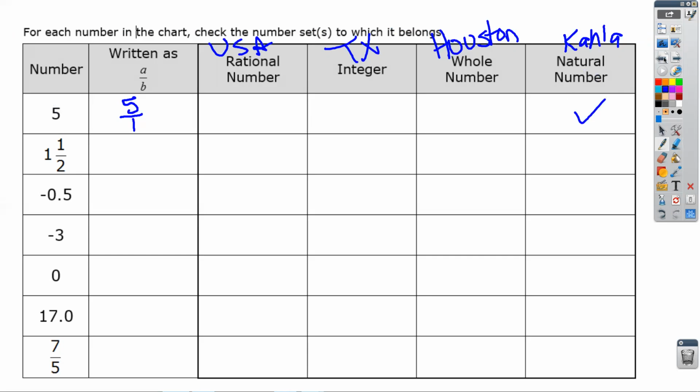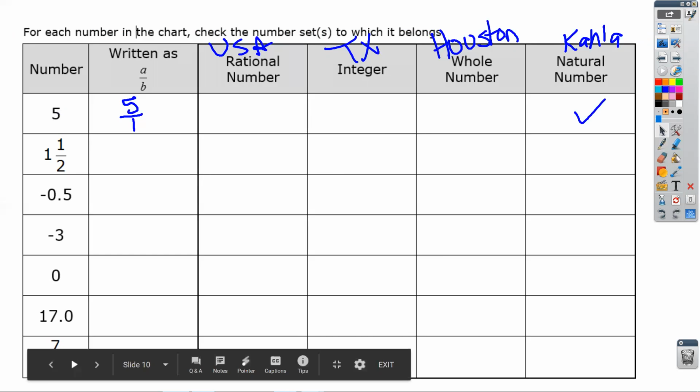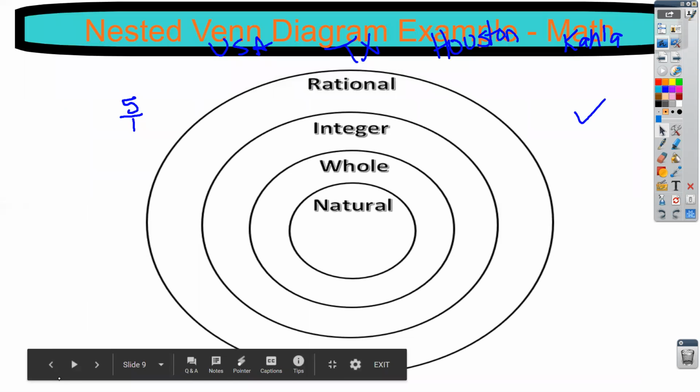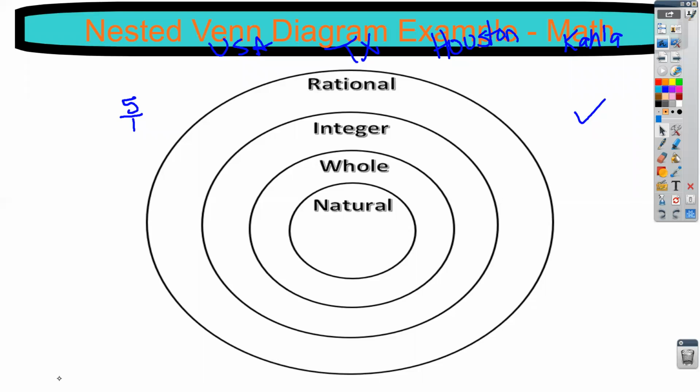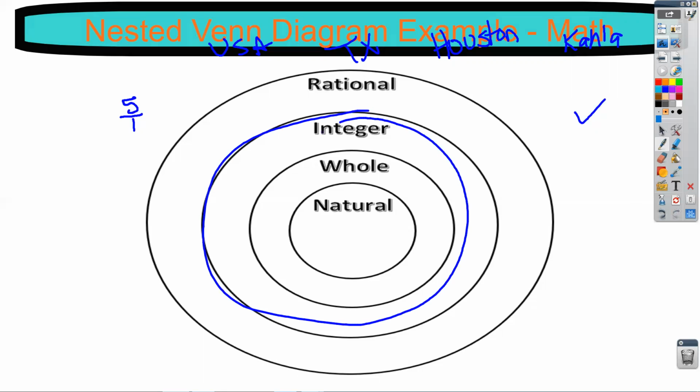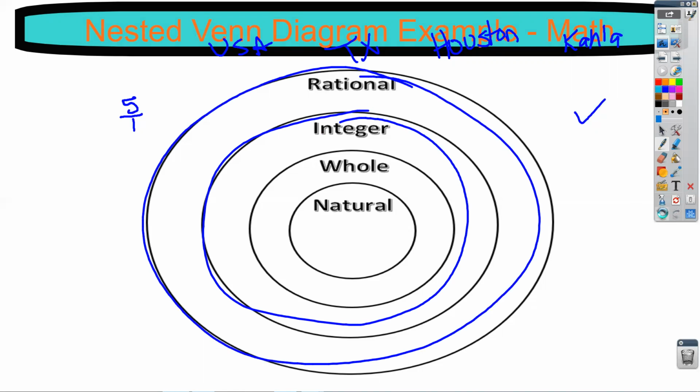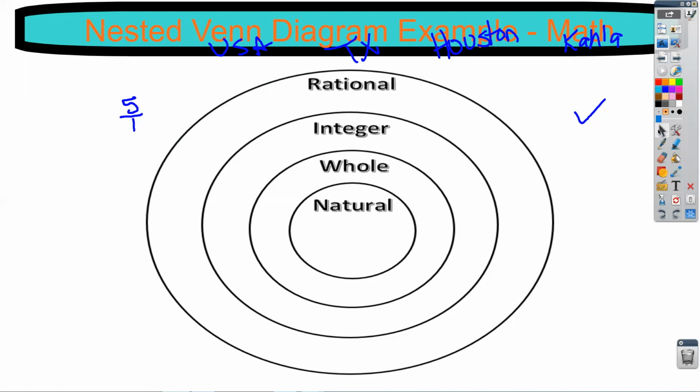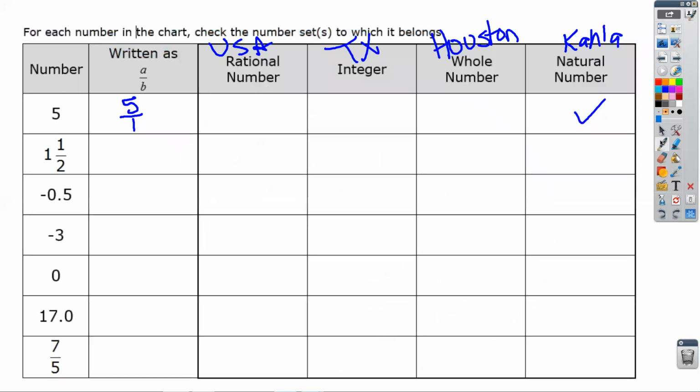And if you refer back to the previous slide, you can see that natural numbers are inside the whole number circle. Therefore, natural numbers are whole numbers. It's inside the big integer circle. So you can see that natural numbers are integers, and it's inside the rational circle, so therefore they are rational as well. So all of these should be checked.